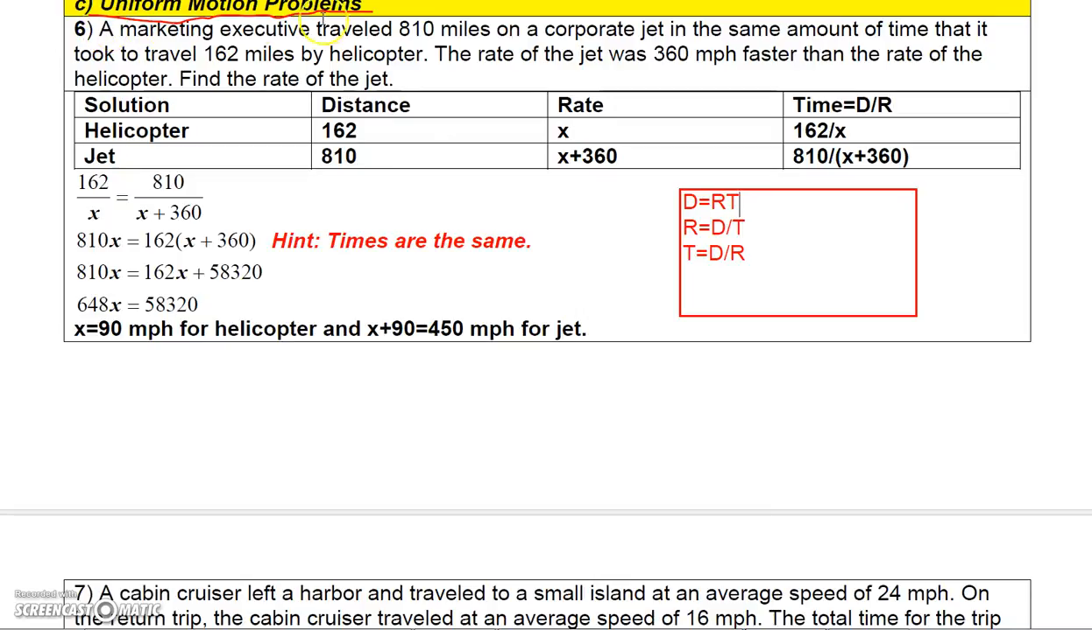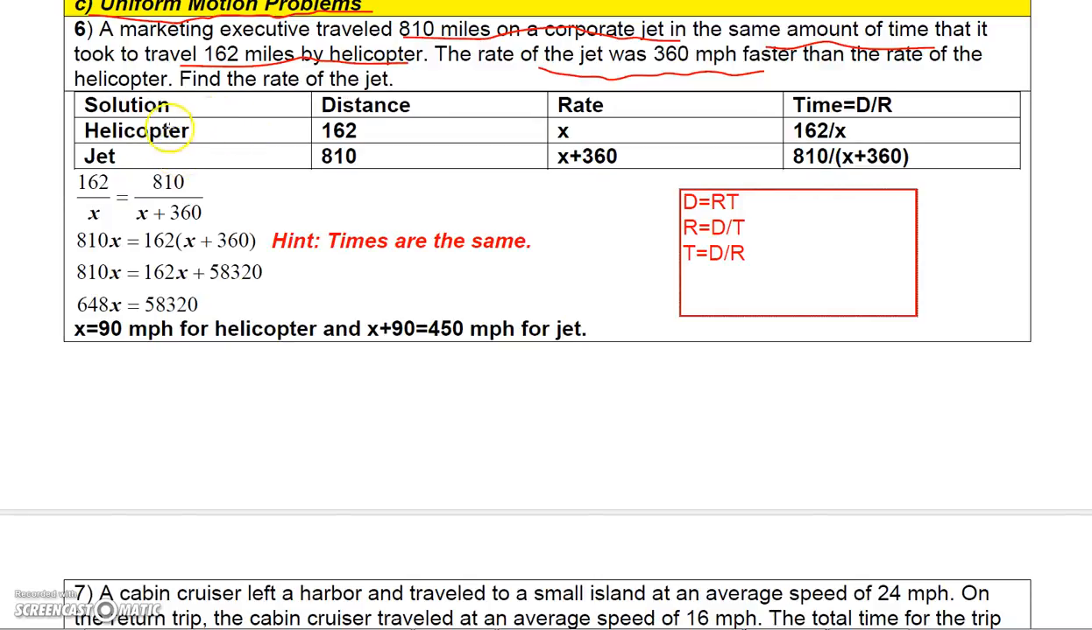A marketing executive traveled 810 miles on a corporate jet. So basically, that's one component. And then it says in the same amount of time, and that's important as well, that it took to travel 162 miles by helicopter. It also gives us some information about the rate of the jet and the helicopter. The jet is 360 miles per hour faster than the rate of the helicopter. And then it says find the rate of the jet.